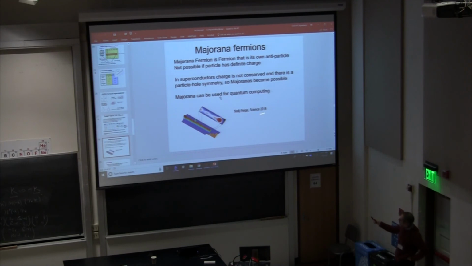And here's a result from the Princeton group from 2014. What they did is they took a lead superconductor and they put an iron chain on it. And then they looked at the spectrum through STM to see what the spectrum looked like. And they found that very near the edge, they found there's a state sitting here.